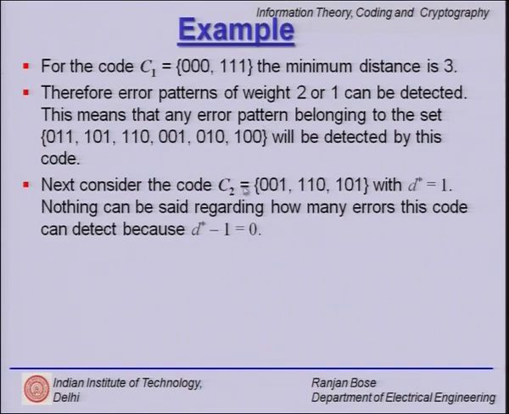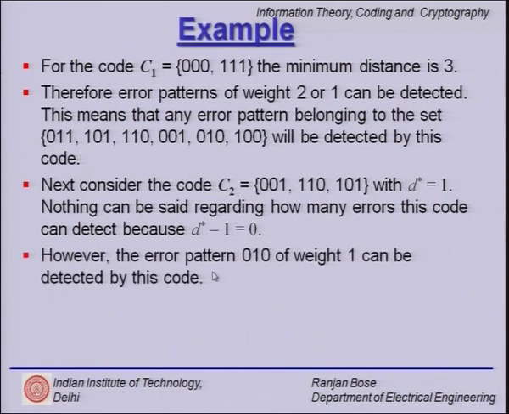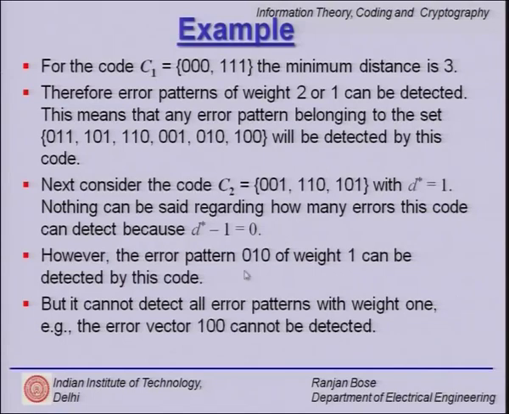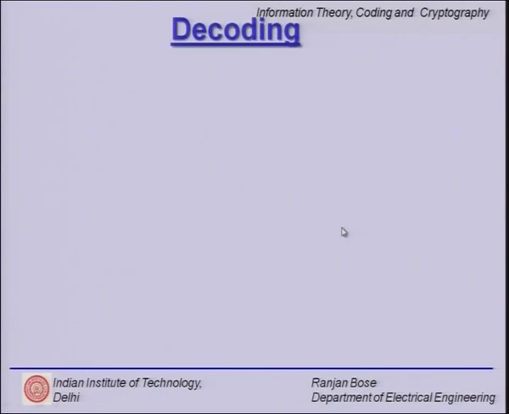So, if you have another example where C2 is these 3 code words with d star equal to 1, well, if d star is equal to 1, we do not know whether it can detect errors or not. The error pattern 0 1 0 of weight 1 can be detected by this code, because any 1 when transformed will be detected, because it is not one of the valid code words. But suppose 1 0 0 happens, so 0 0 1 will become 1 0 1, and there is no way I can detect what was sent.